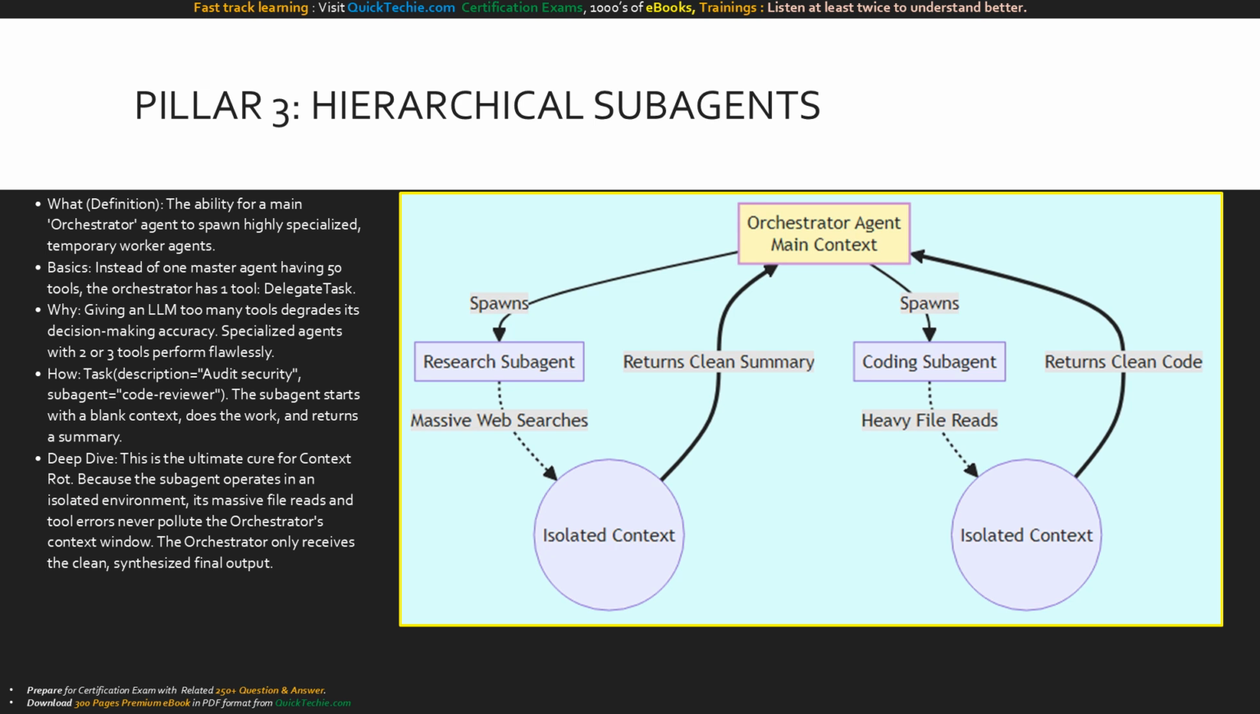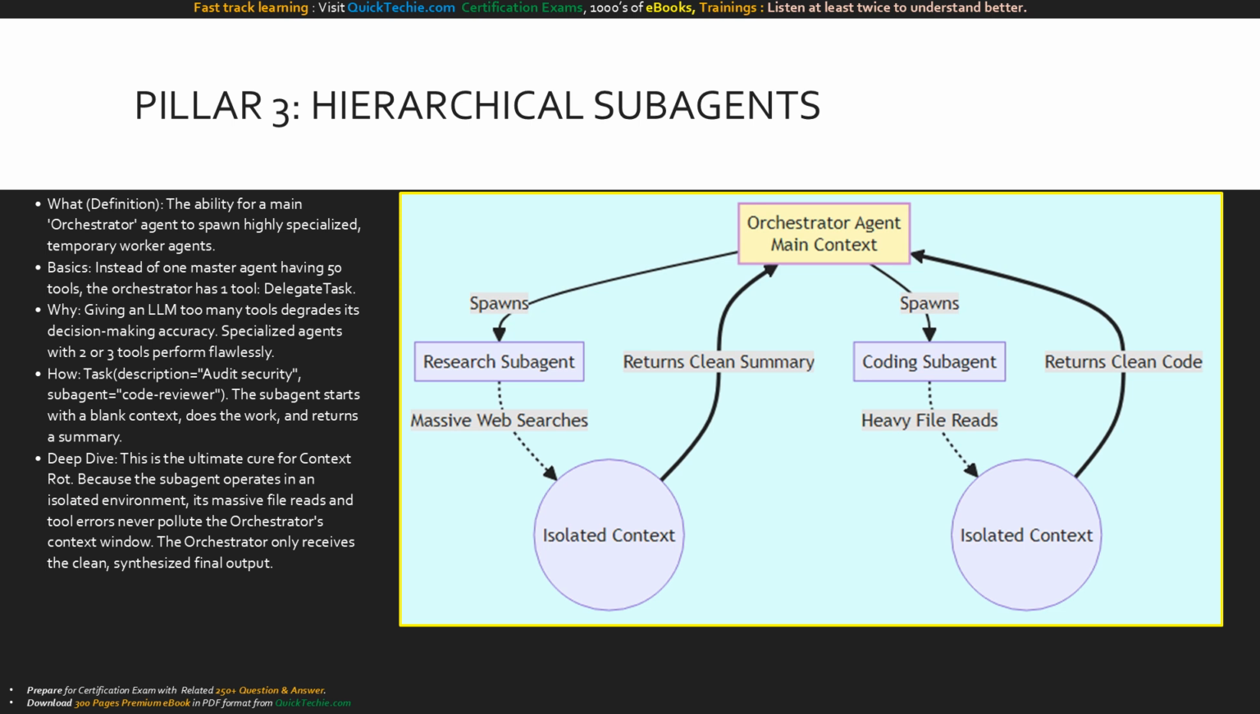Our deep dive reveals this as the ultimate cure for context rot. The subagent might read 20 massive files and make 5 tool errors while debugging. Because it operates in total isolation, none of that messy garbage pollutes the orchestrator's mind. The orchestrator only receives a clean, 2-paragraph summary of the solution.